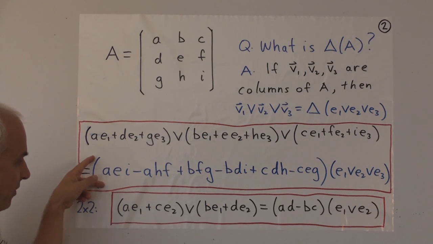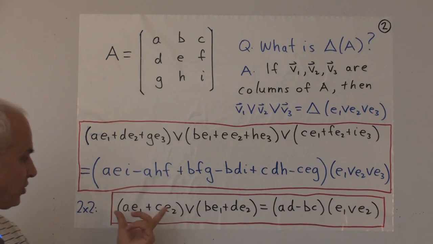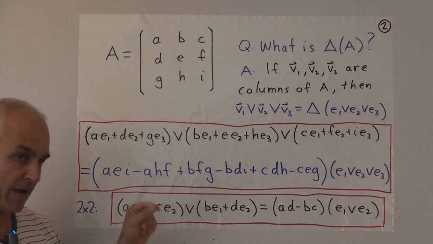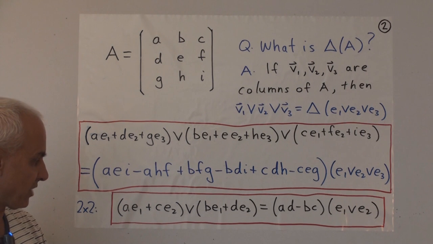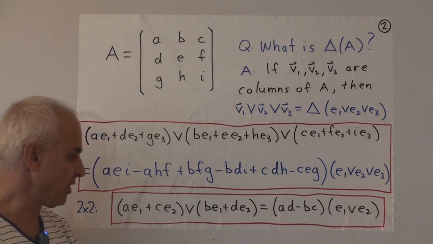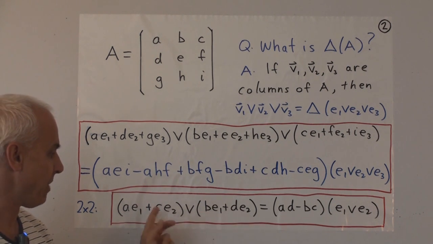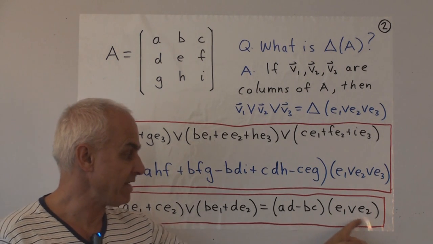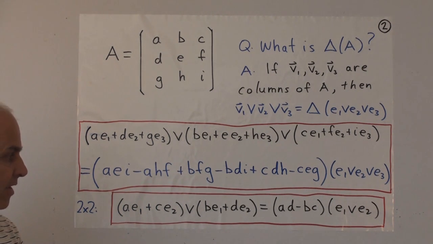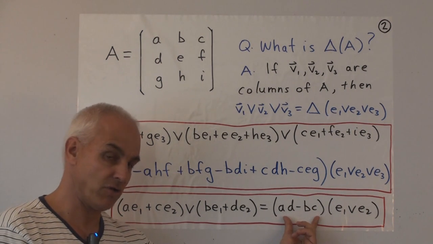And it's useful to compare this with the 2-dimensional case. In the 2-dimensional case, the same story is there: the first column of the matrix, A, B, C, D, expressed as a vector. There's the second column. If we took the wedge between those 2 vectors, we get AD minus BC times the basic bivector e1 wedge e2. So that's how we got the determinant of a 2 by 2 matrix.